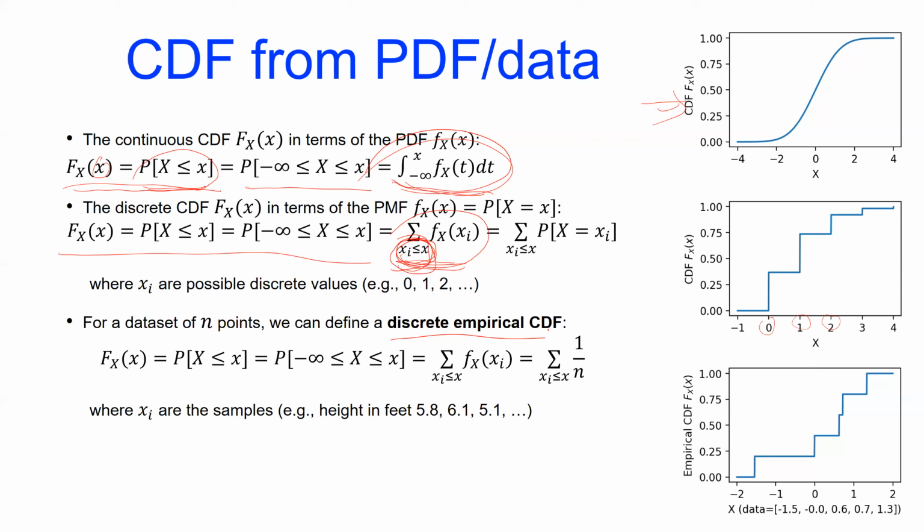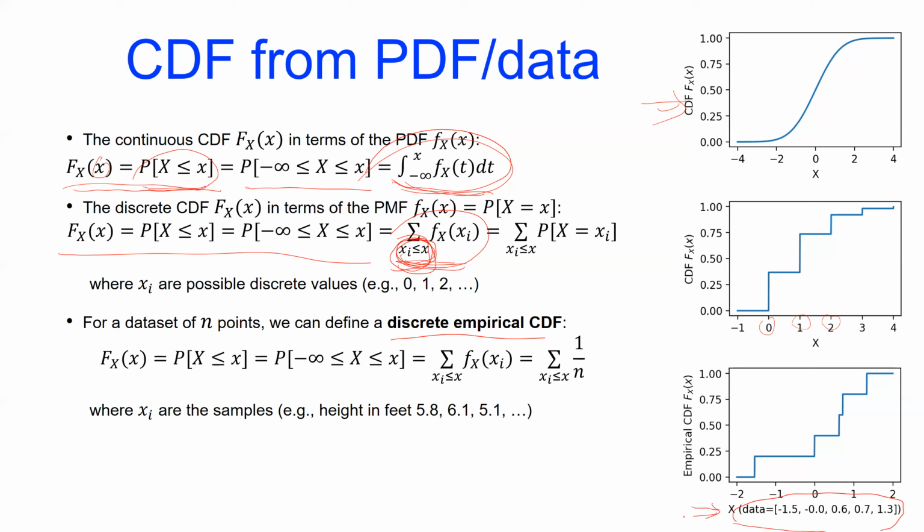So if I give you a bunch of data, let's say this will be the data I give you: negative 1.5, 0, 0.6, 0.7, 1.3. I give you a few numbers and I ask you, hey, using these numbers, plot a CDF for me. So this will be the task. So what to do? How can we plot a CDF from these 5 numbers?